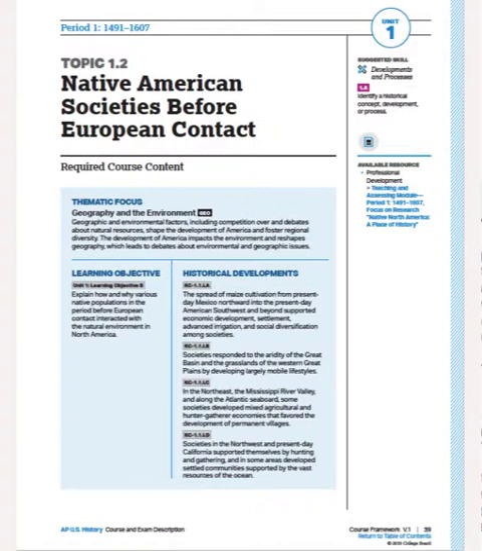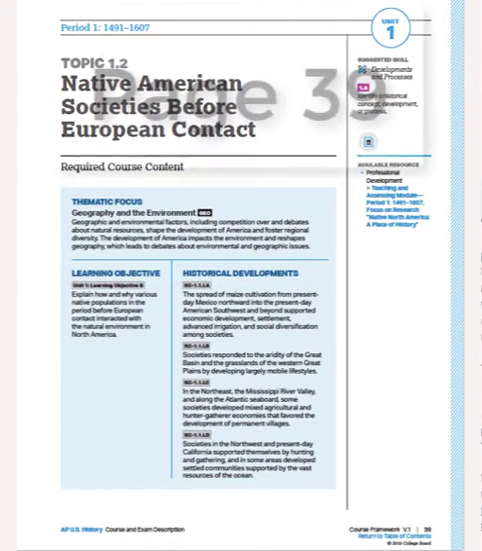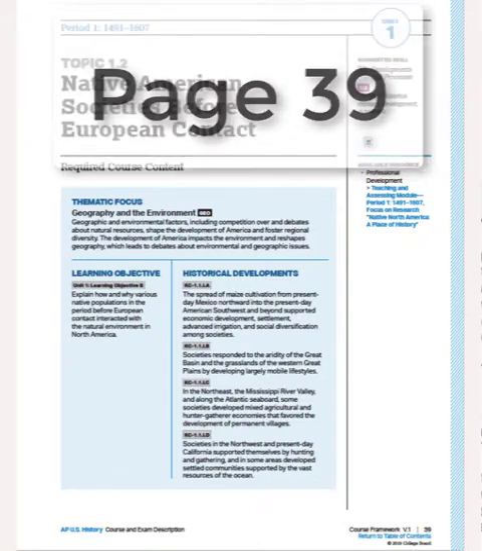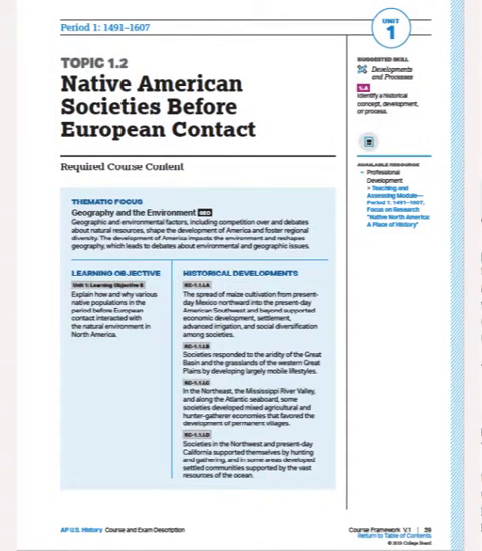Finally, there are the elements of the unit. So I'm going to look at one of these examples on page 39, but you can find these throughout the CED. The CED provides for you the thematic focus, and then after that, the specific learning objective. And then finally, for a third thing, the link to the key concepts.